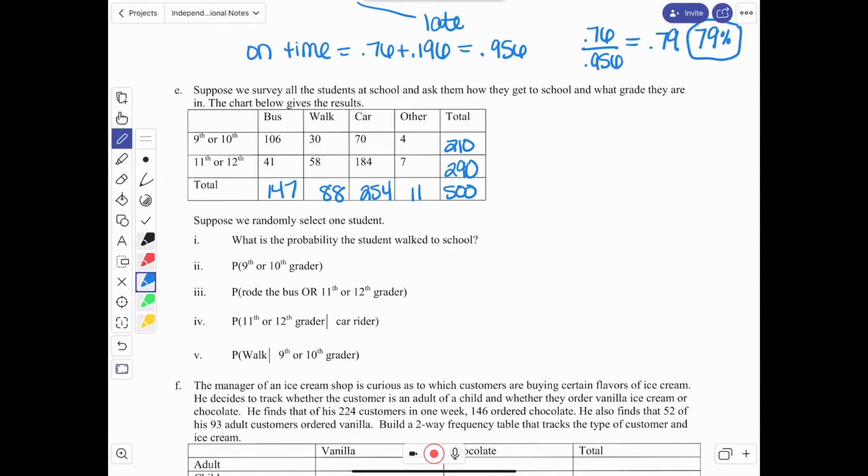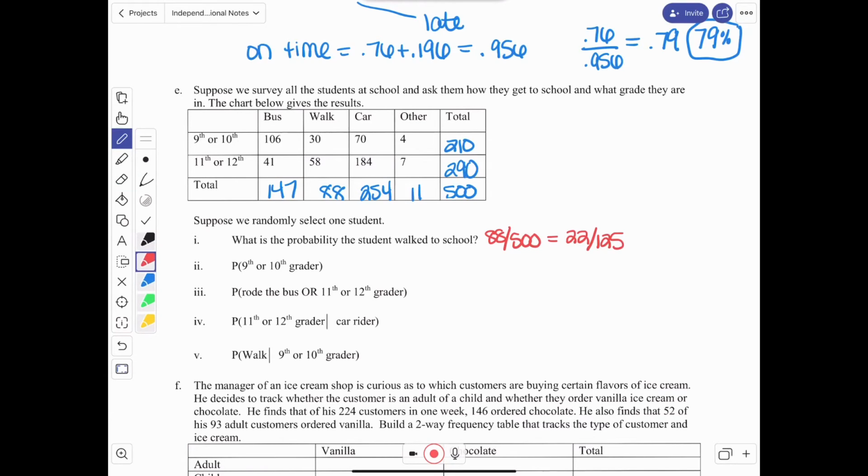Okay, so suppose we randomly select one student. What is the probability that the student walked to school? So if they are walking to school, then we are looking at this total here. So 88 out of our grand total. So 88 out of 500, and of course we want to reduce that. So 22 out of 125. Okay, so that was a pretty easy one.